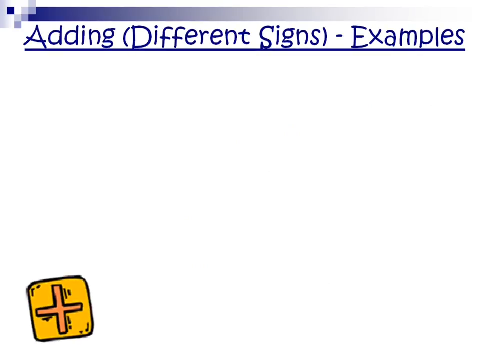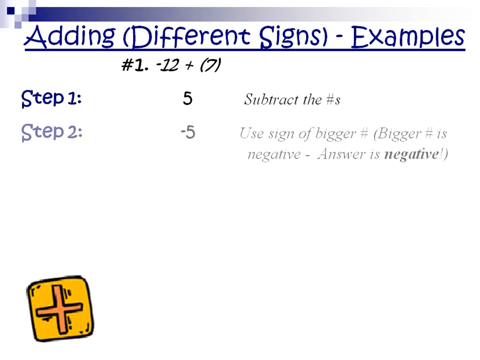Adding different signs examples. Okay, so number 1, negative 12 plus 7. What do you think the answer is? Because there are different signs, you subtract. Get 5, but what's the bigger number? It's 12, so therefore our answer is negative 5.